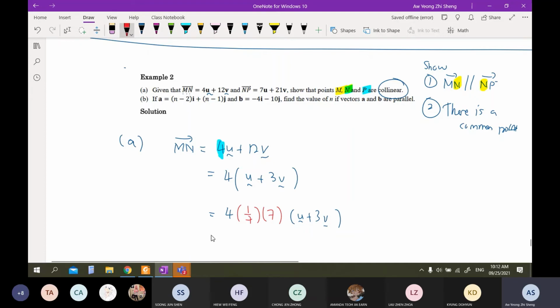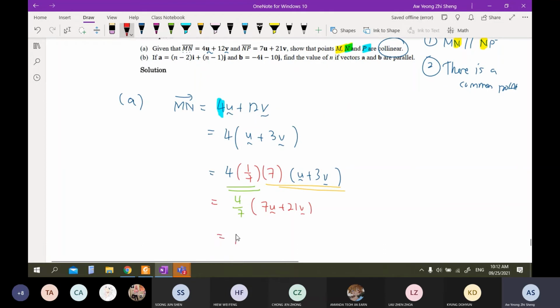Okay. Then next is that I'm going to combine the last 2 brackets together, and this number I will combine that. 4 times 1 over 7, I get 4 over 7, while the bracket at the back, it becomes 7u plus 21v. And what is 7u plus 21v? It is np. So I have 4 over 7 times np.